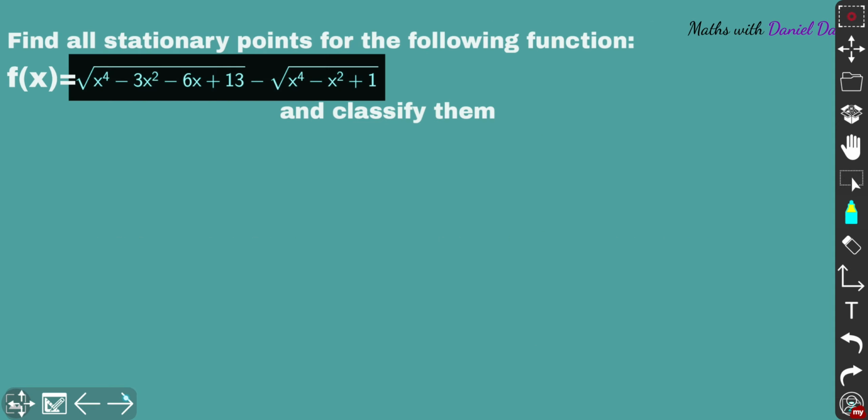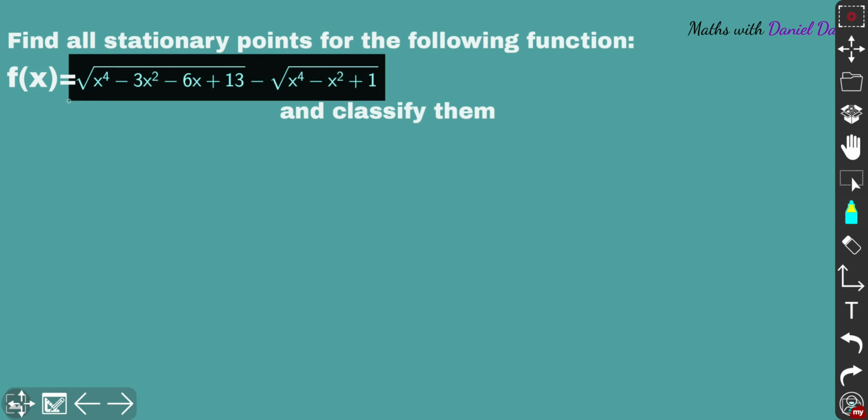Pause the video, try to do it on your own. Okay, so I'll clarify a few details here. You need to find all stationary points, meaning any single one, and classify them. It means you need to state whether it's a maximum, a minimum, or a point of inflection. The function looks like two radicals that you subtract, but the maximum power is x to the power 4 in each. There are a few questions.